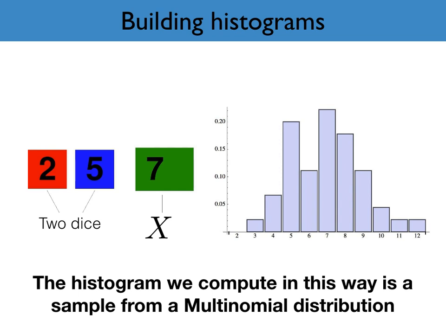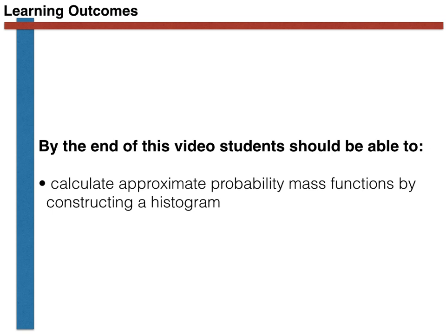Hopefully, this video was pretty clear, and you now understand how we can calculate an approximate probability mass function by computing a histogram. As I said at the start, the programming exercise is going to help to reinforce your understanding of this concept. What we are essentially doing, however, is sampling a random variable multiple times and counting how frequently each of the possibilities in the sample space occur. Thanks for your attention.